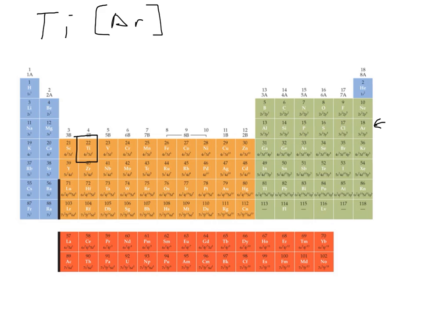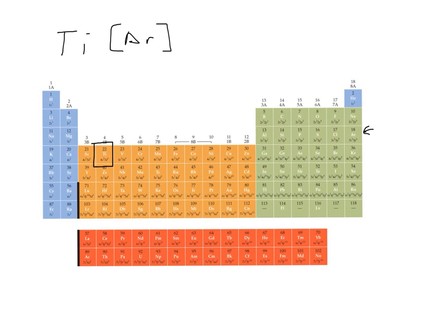Then, because titanium's in the 4th row here, 1, 2, 3, 4, we come to the 4s. This is the S block. So 4s2. Then we count over 1, 2, and we've entered the D block. And titanium's the second element in it. So it's going to have 2 electrons in the D. The question is, what number belongs here?